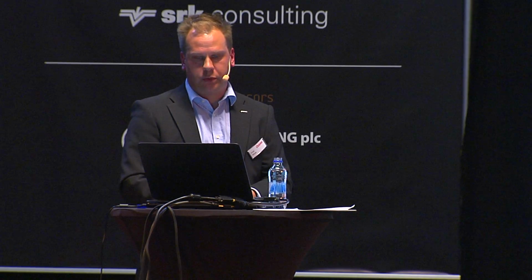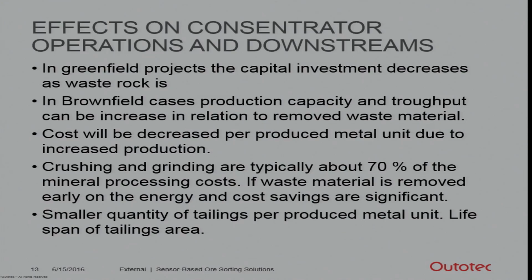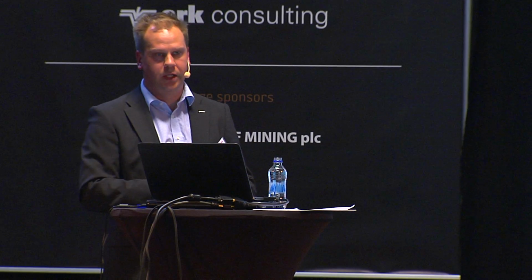On the downstream processes, in a greenfield project, as said, the capital investment can be decreased, or a bigger plant can be designed at the same cost. In brownfield cases, the additional mining will add capacity and throughput, and therefore all the per metal unit costs will be optimized. Crushing and grinding are significant cost factors in mineral processing, so all the waste rock that doesn't need to be ground down will help significantly with the cost equation. And of course there are fewer tailings per produced metal unit, and this will for example give a longer lifetime to a mine.